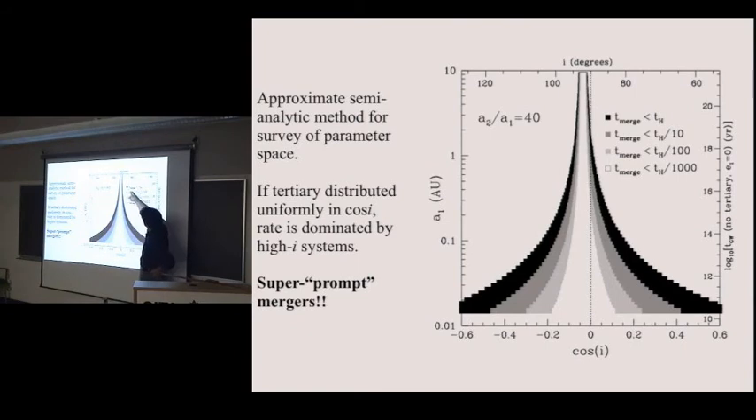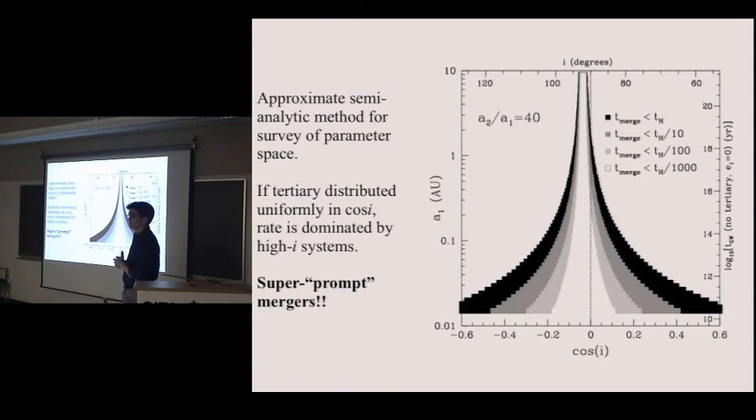And the merger time is less than the Hubble time if you're inside this black curve. All this region, the merger time is larger than the Hubble time, and in many cases, many times larger than the Hubble time. But in here, it's less than the Hubble time. In here, less than a 10th of the Hubble time, 100th, 1,000th of the Hubble time. So these guys in white right here merge in 10 to the 7 years. So the relative speed up is very, very large.